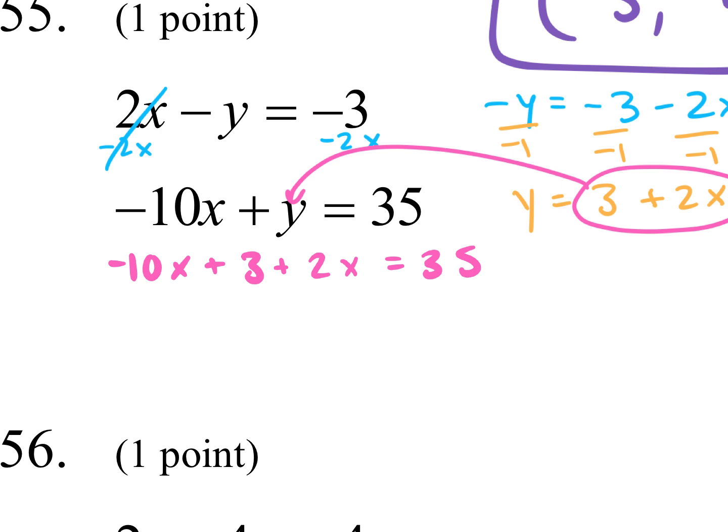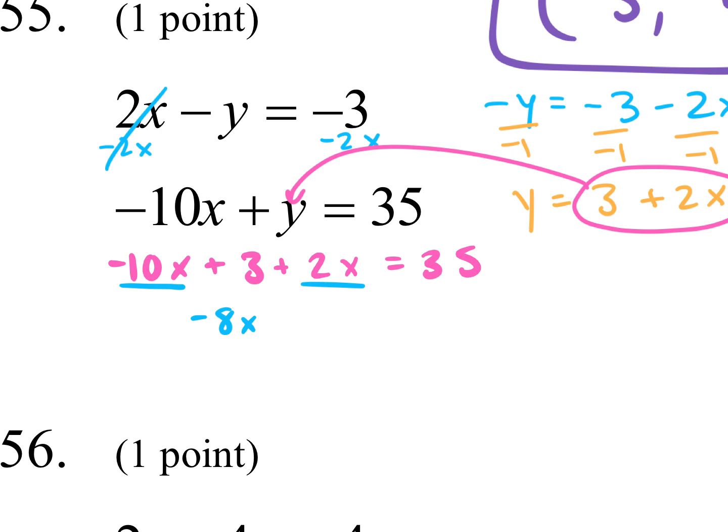What can I do next? Combine the like terms. So I'm going to combine the x's together. What's negative 10x plus 2x? Negative 8x. Careful, because these are on the same side, so we just add them together. So negative 10 plus 2 would be negative 8. We're not moving it to the other side, so we just add them.